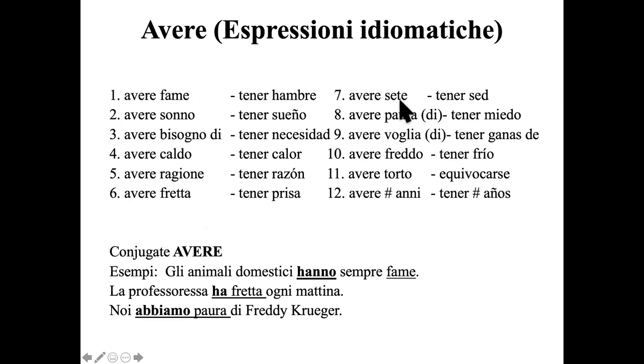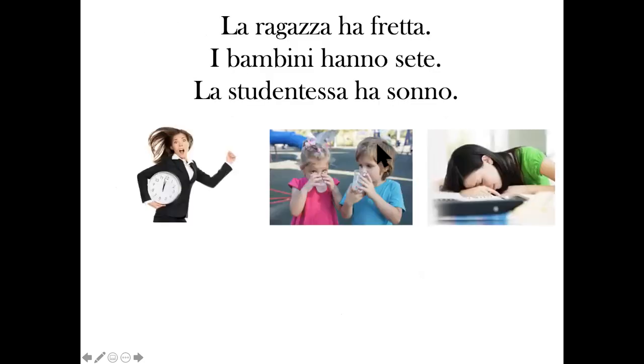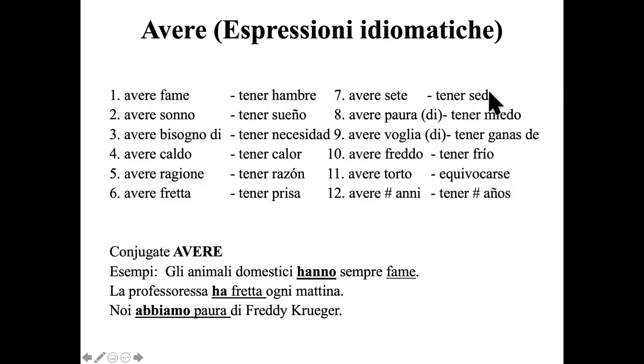Avere sete with one T, it is very important that you don't put two T's, otherwise it's the number 7, is thirsty, to be thirsty. Avere paura is to be scared. Avere voglia di is to have a desire for something. Avere freddo is to be cold. Avere torto is to be wrong. And avere a certain number of anni is to be a number of years, young or old.